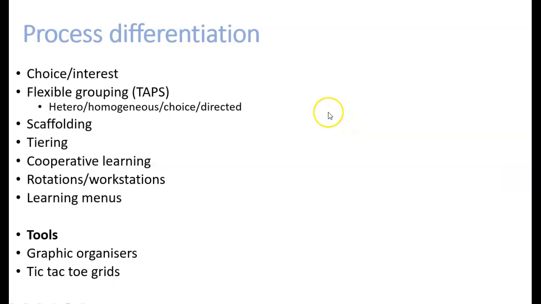Process differentiation: here are all our teaching strategies, the ways we teach. Rotations, working stations, and learning menus can be utilised for all the different readiness levels, interest levels, or learning profile levels. We can use tools like graphic organisers and tic-tac-toe, which is basically a choice board. All those things, and TAPS, about collaborative learning and how we organise our groups, are related to differentiated practice. You put the range of those and sprinkle them, salt and pepper, through your teaching.